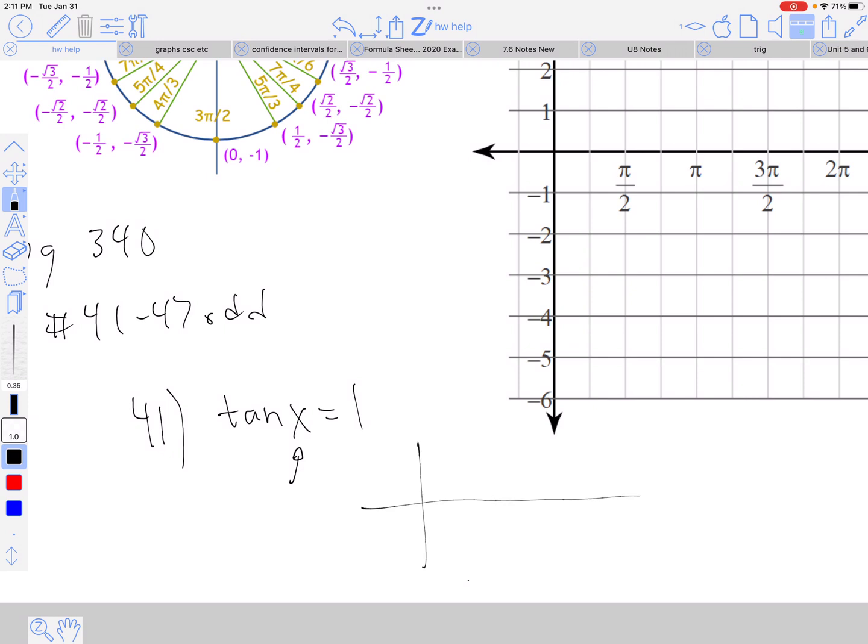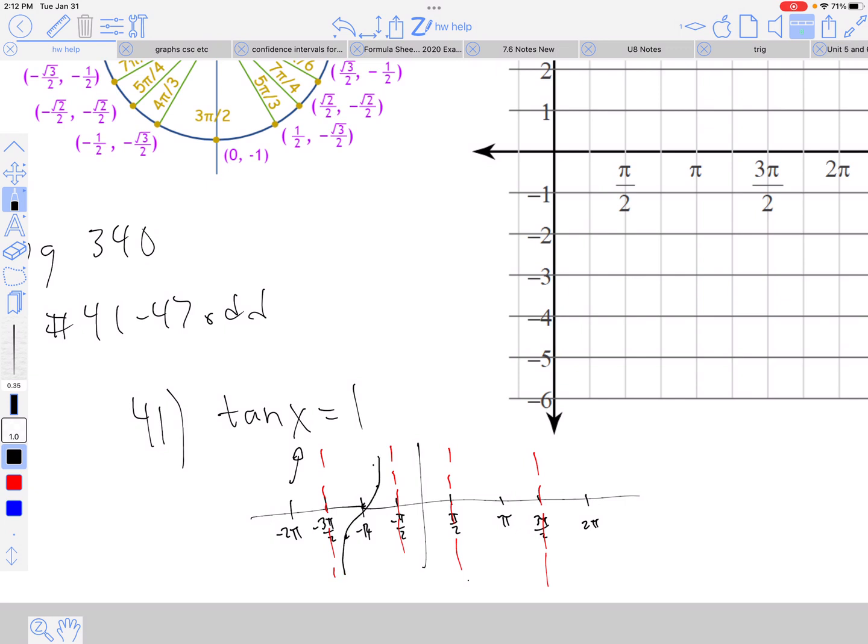So if I graph this, let's say this is pi halves, this is pi, this is 3 pi halves, and of course 2 pi, and then go the opposite direction: negative pi halves, negative pi, negative 3 pi halves, and then negative 2 pi. Tangent is going to have an asymptote at every odd pi half, if you remember. Okay, so we have those asymptotes, and around those asymptotes, it'll be negative 1, 0, 1.